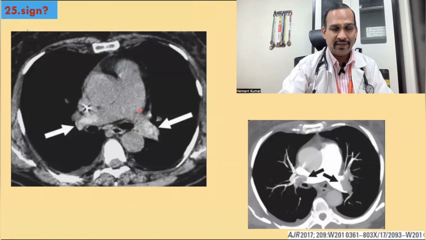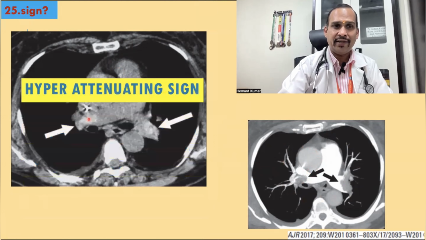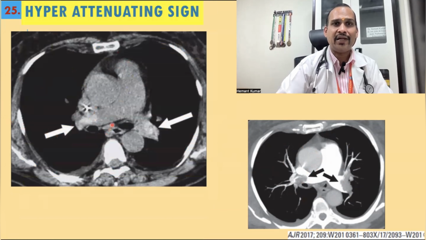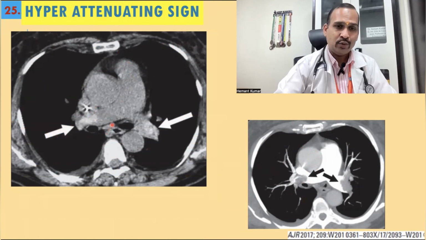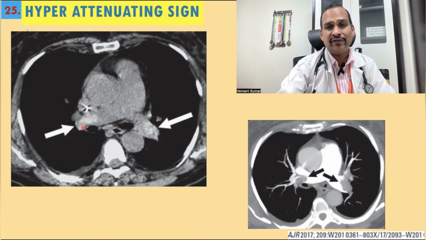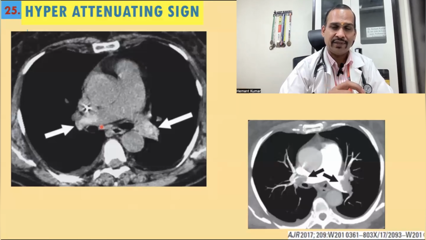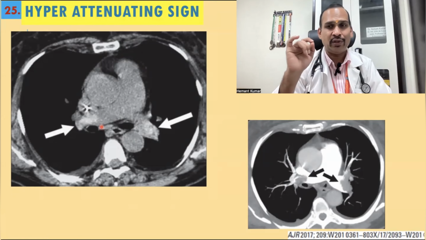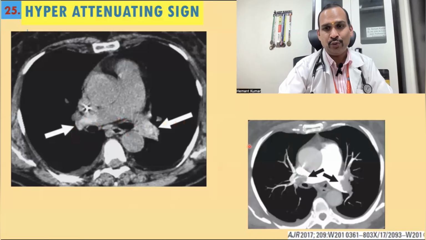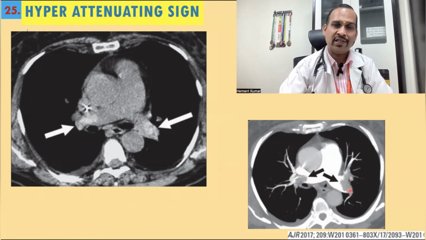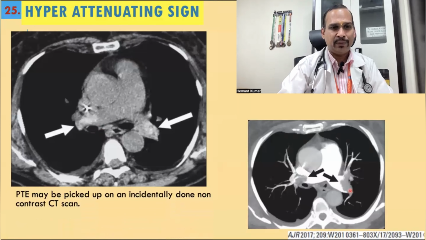Now the 25th sign. Can you see this sign? This is a non-contrast CT, and this is an angiogram. In non-contrast CT, if you find this sign, this is the hyperattenuating sign. Slightly whitish. If you find whitish color in pulmonary vessels in a non-contrast film, then you should think of pulmonary embolism. In the same patient, if you do a pulmonary angiogram, you can find pulmonary embolism. This is the hyperattenuating sign seen in pulmonary embolism.